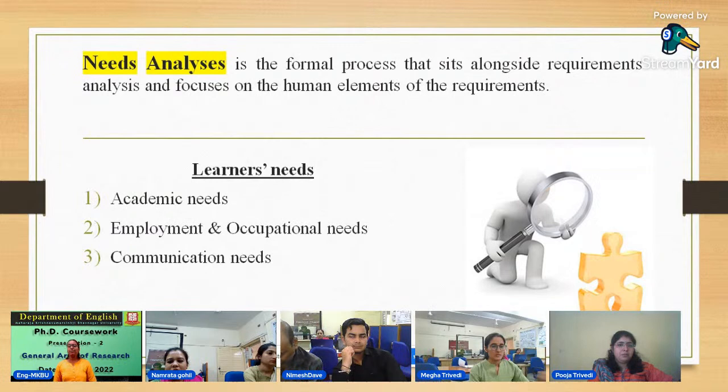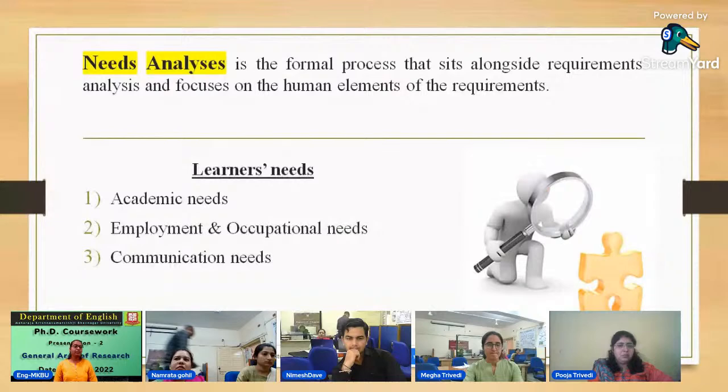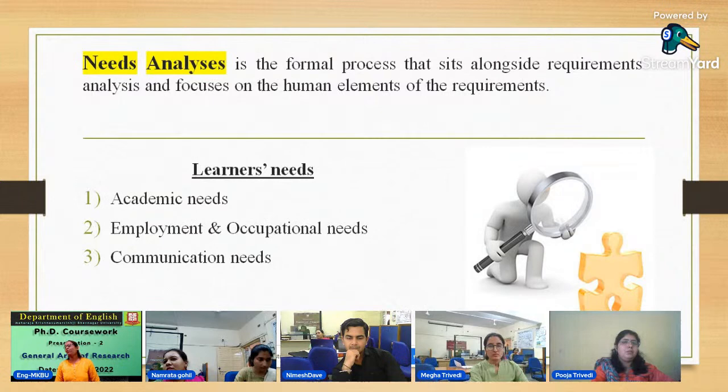And the third one is communication needs. We all know that nowadays, around us, we have to communicate with various people. At that time, the English language is very important to communicate with people. So we also have to give importance to this skill.